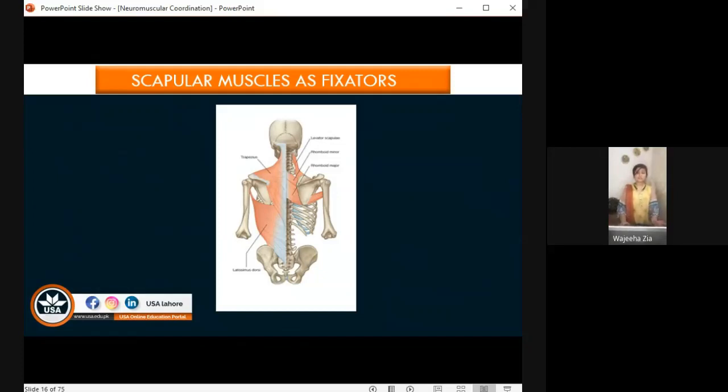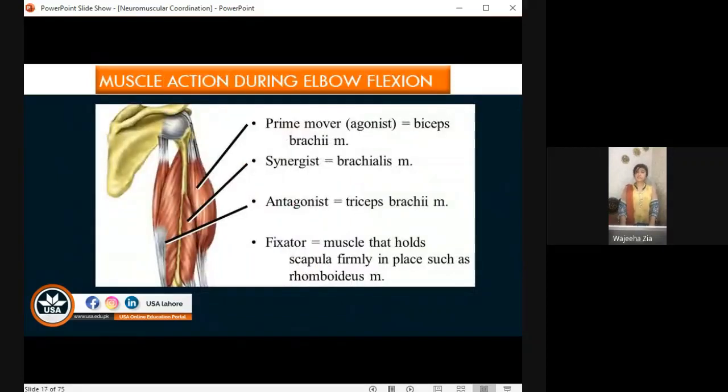This is one more diagram. You can see in this, whenever we perform any activity of the shoulder or the limb, the scapular muscles act as a fixator, the rhomboid, latissimus dorsi, and these muscles keep the scapula, the trunk and the spine in the erect position. This is one more diagram about the elbow flexion. The prime mover is the bicep, synergist is the brachialis, antagonist is the tricep, and the fixator are the rhomboids or the scapular muscles. So whenever we are performing any activity at the elbow, it's not just about the elbow, it's about the shoulder, it's about the scapula. So all these activities require proper coordination.